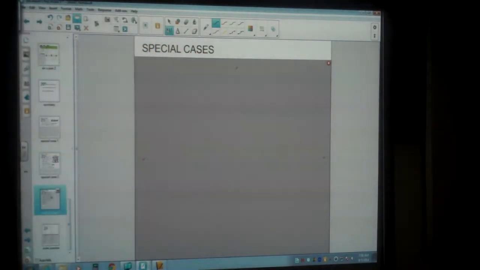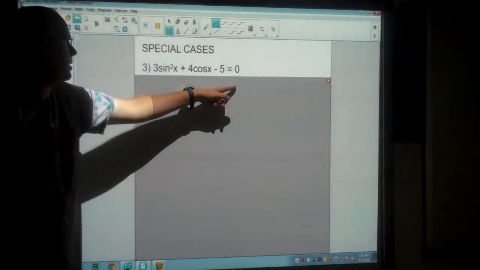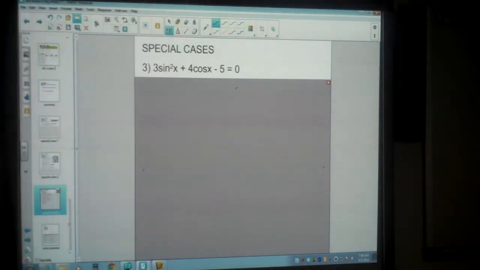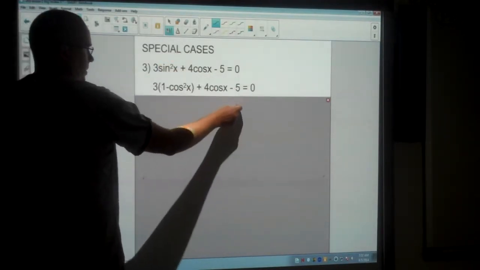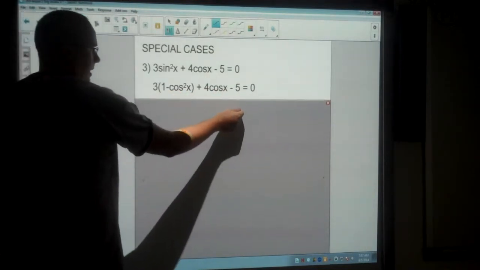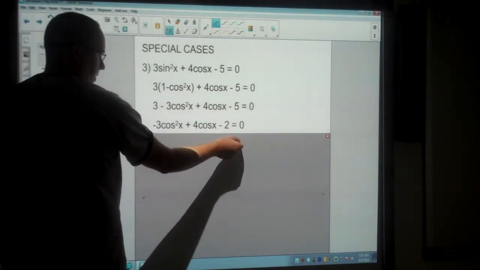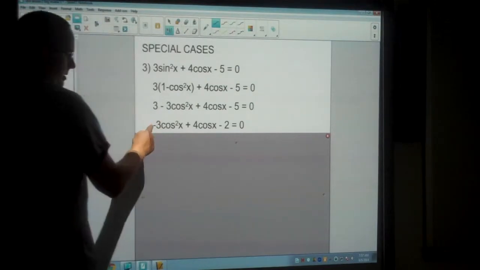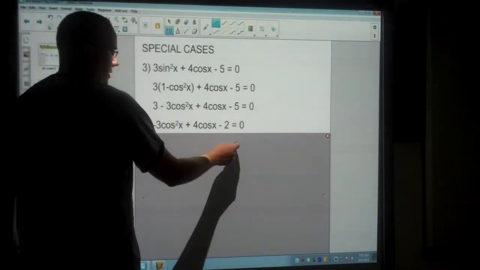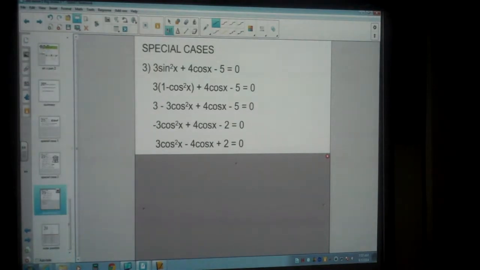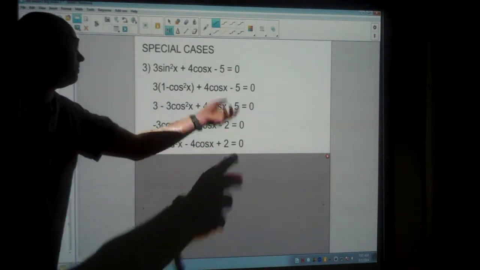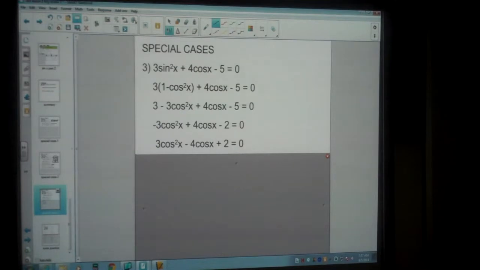Our last one. 3 sine squared x plus 4 cosine x minus 5 equals 0. So I've got two different ratios again. So sine squared I can write as 1 minus cosine squared. I can distribute. I can rearrange. I've got the leading coefficient of negative again, so I'm going to times by negative 1 to get rid of that. And then I can try and factor this, and I can try doing slide and glide, but I'm going to have two numbers that times to make 6 and add to make 4, which is going to be a problem.